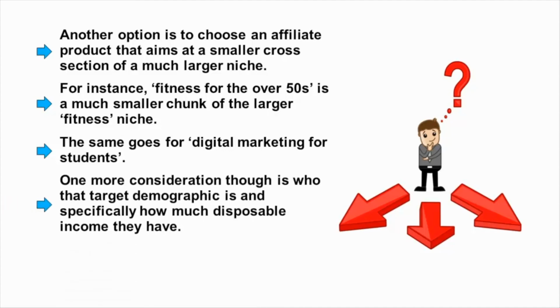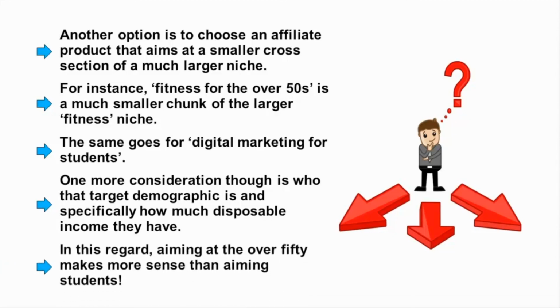One more consideration, though, is who the target demographic is and specifically how much disposable income they have. In this regard, aiming at the over 50s makes more sense than aiming at students.